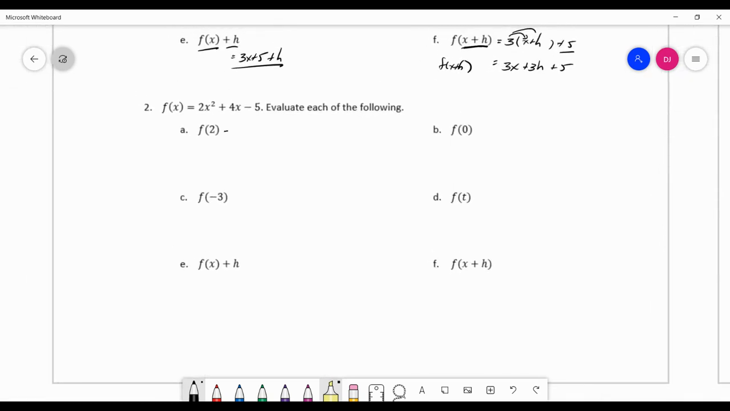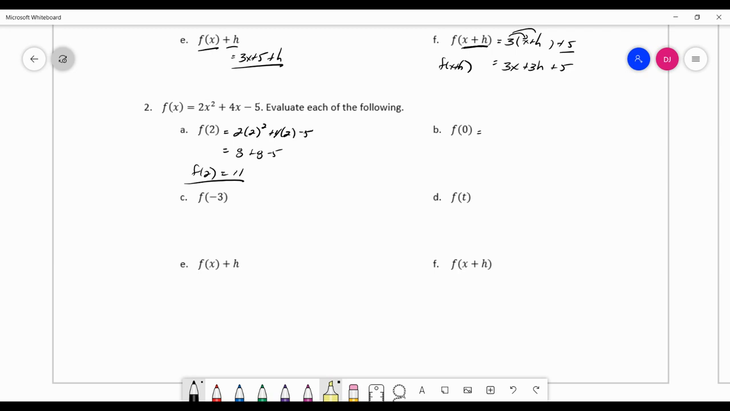Okay. To find f of 2, I'm going to replace the x with a 2. 2 squared is 4, times 2 is 8. 4 times 2 is 8 minus 5. 16 minus 5 is 11. F of 2 is 11.